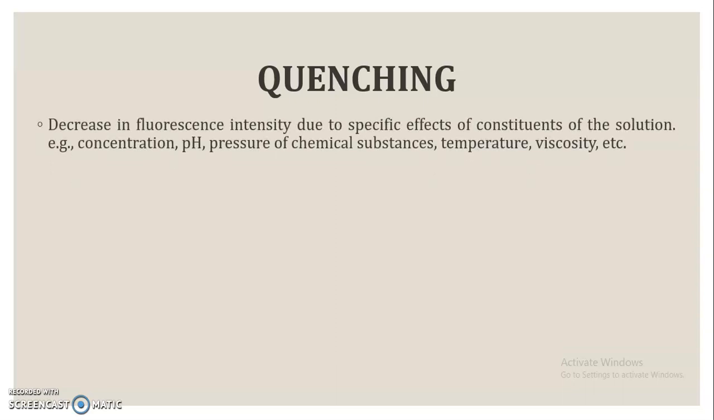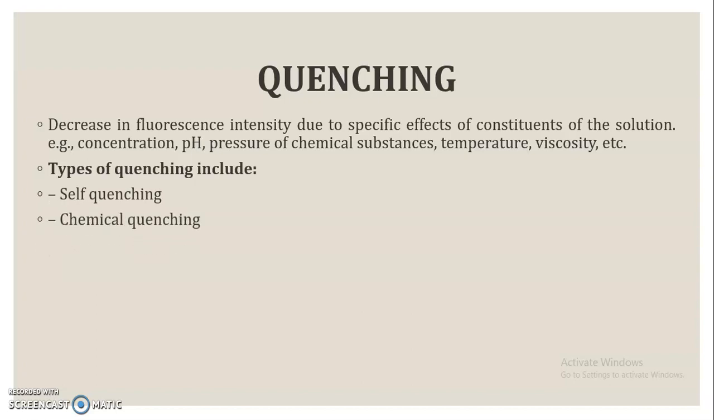Now, what is the meaning of quenching? It is a decrease in fluorescence intensity due to the specific effects of constituents of the solution, that is the concentration, pH, pressure of chemical substances, temperature as well as the viscosity. So if a decrease in the fluorescence intensity takes place, that effect is known as the quenching of the fluorescence. There are 4 different types of quenching. One is self-quenching, second one is chemical quenching, third one is static quenching, and fourth one is collision quenching.